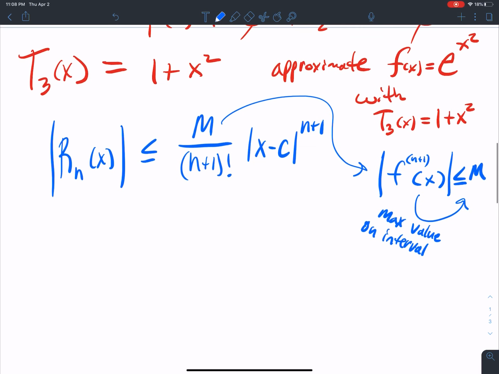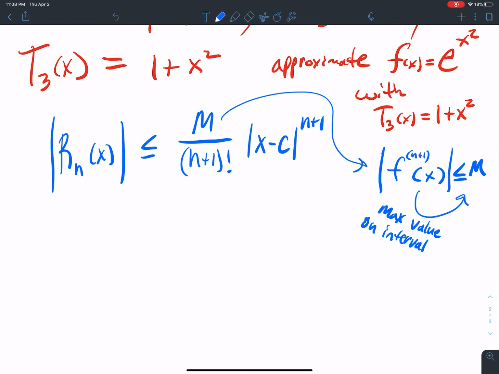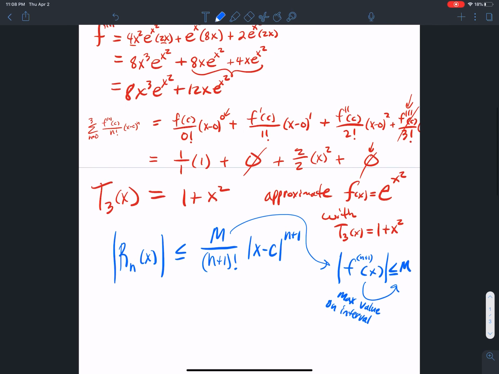So how are we going to do this? All right, well, one way is to just look at the function, right? So we've got to figure out the fourth derivative. Well, to do that, we need the third derivative, and that's the third derivative there. So I'm going to copy this down.